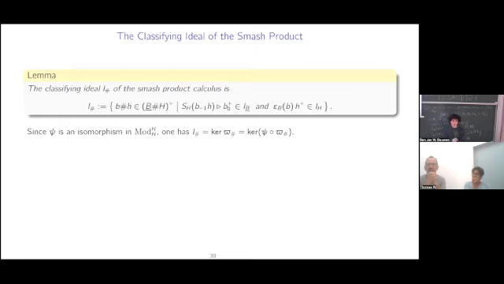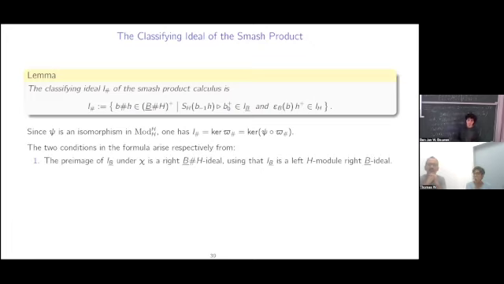Now, since psi is an isomorphism inside the category of right H covariant H modules, we know that this ideal, that is going to be the kernel of the Maurer-Cartan form, indeed is going to be understood as the kernel of the composition of these two maps. And this is actually how you see that this ideal has to look like this.